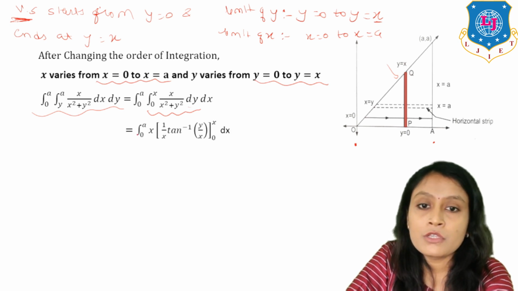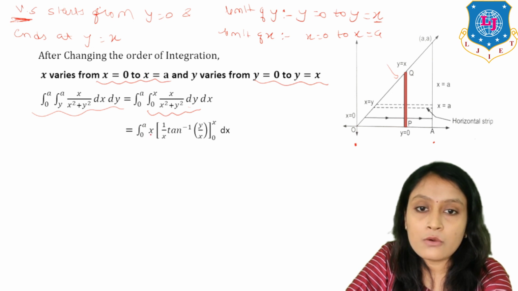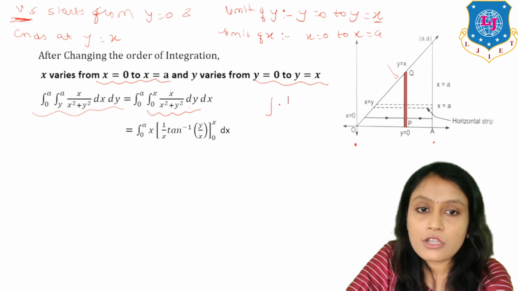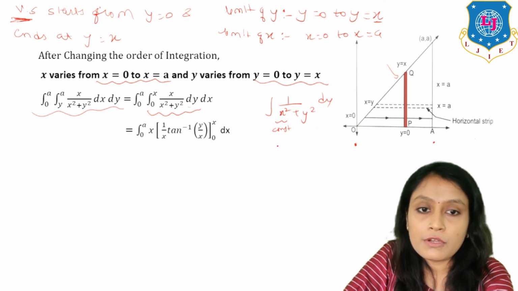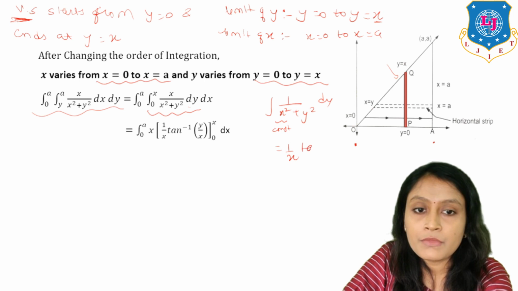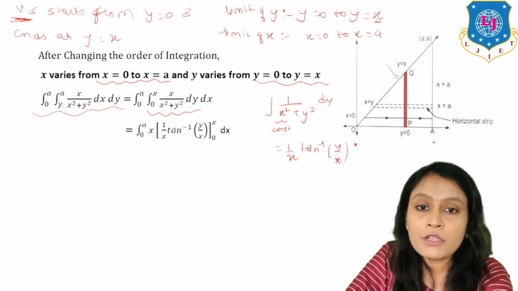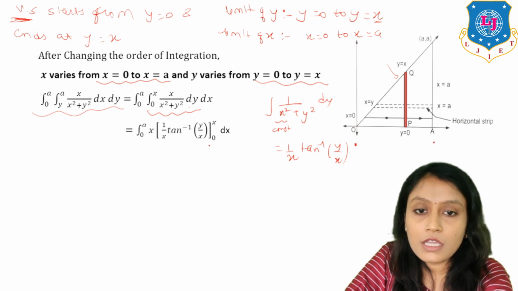Okay, now we will evaluate this integration firstly with respect to y, keeping x as a constant. So this x we will take outside, so what remains is integration 1 upon x square plus y square, right? Now this x is constant and we have to integrate with respect to y, so we will use this formula, that is 1 upon x tan inverse y upon x, right? The formula. So you will get here 1 upon x tan inverse y upon x, and the limits are 0 to x. Substitute the limit, and we will cancel this x.